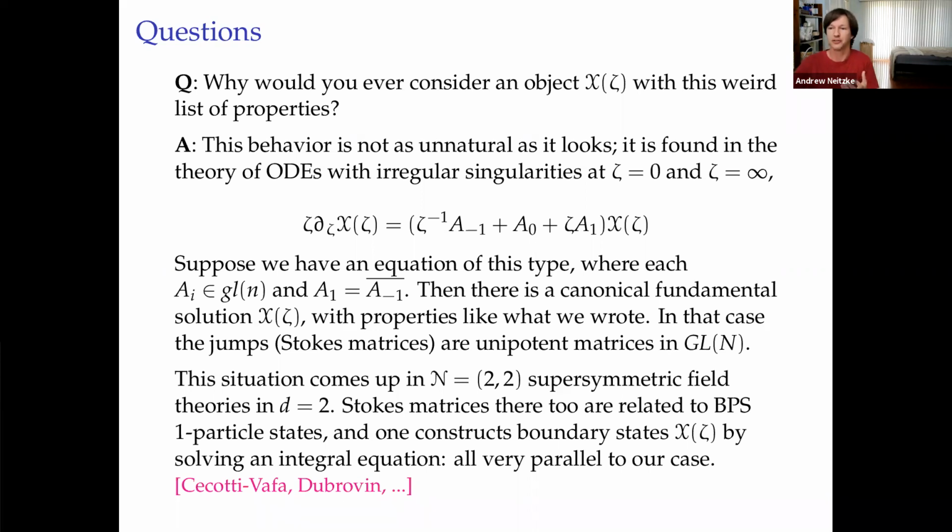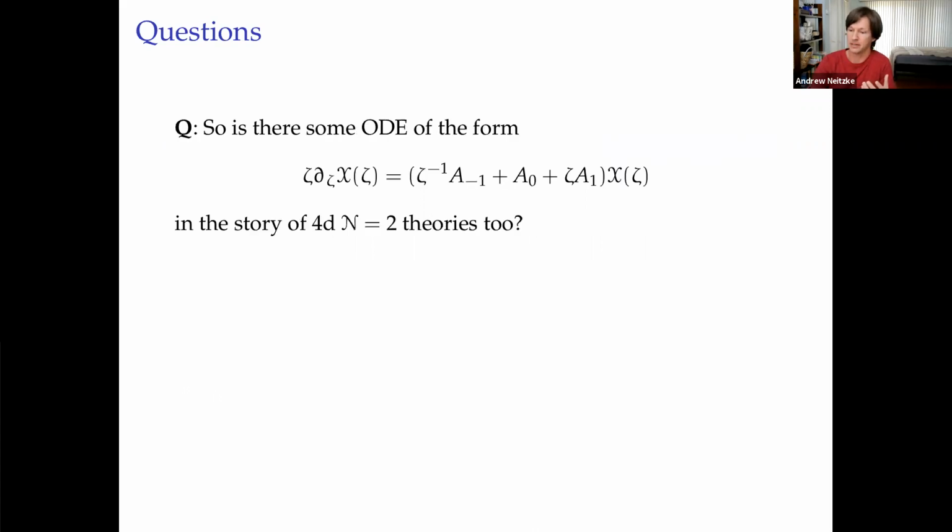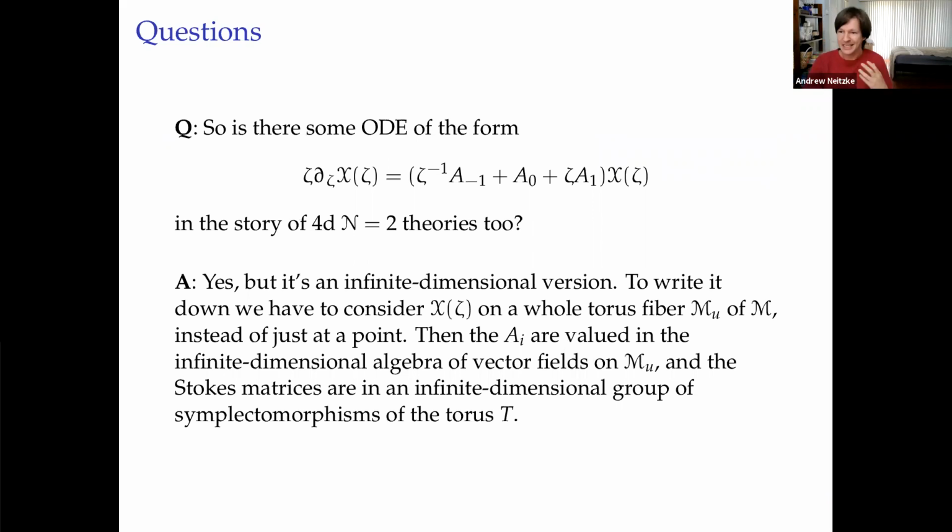It would be natural if you had some differential equation in the zeta plane. Okay, so then, is there or isn't there some differential equation like that in the story of 4-dimensional N equals 2 theories? Well, I claim the answer is yes. But it's an infinite dimensional version of the story of the previous slide. So in the previous slide, I was talking about equations like this that are valued in finite n by n matrices.